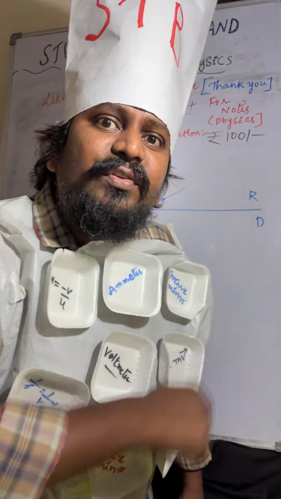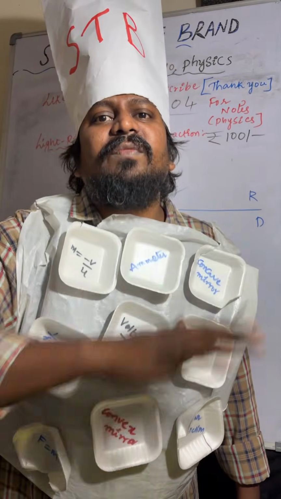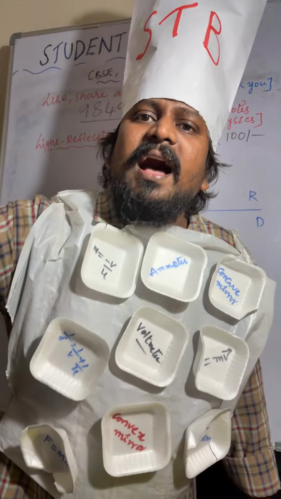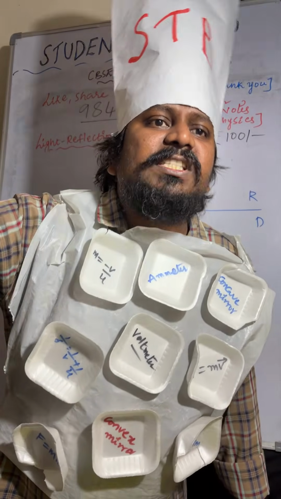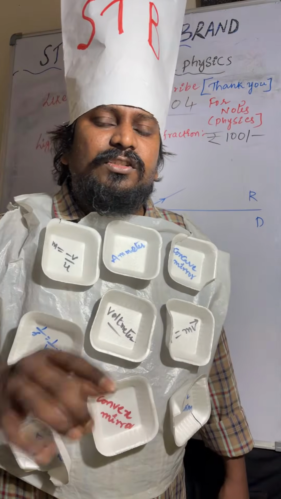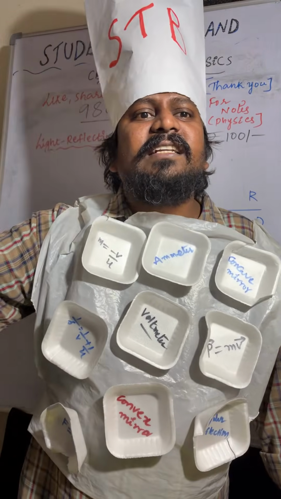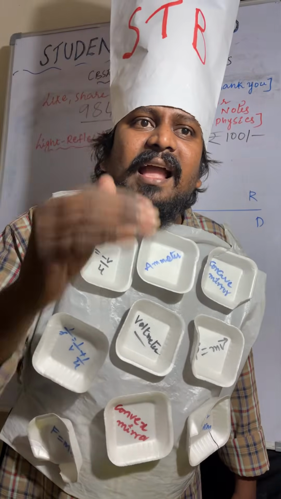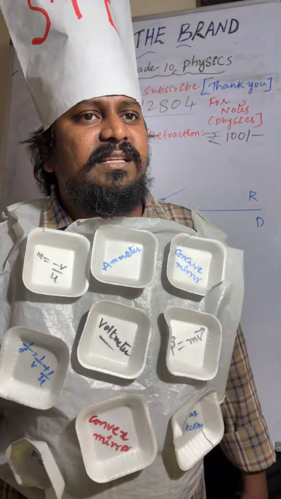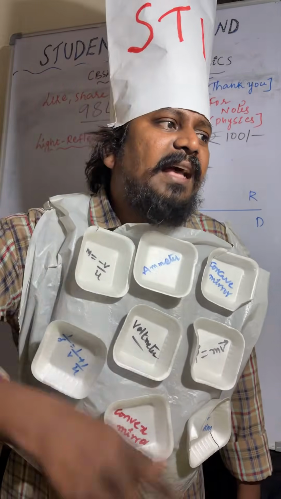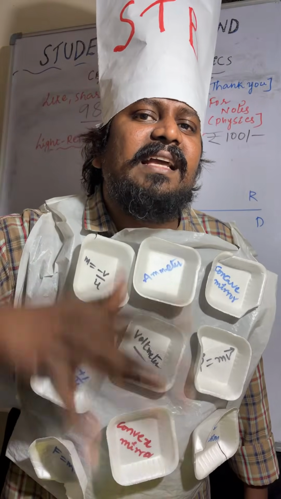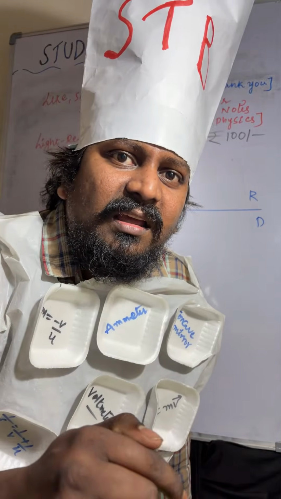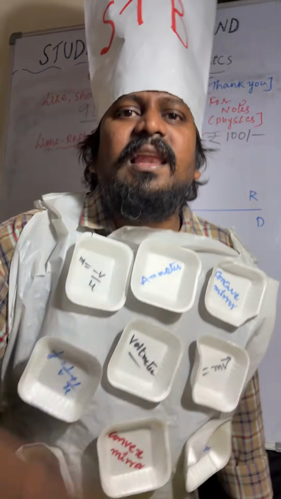But at a certain angle of incidence, the refracted ray passes or moves along the surface. At a certain angle of incidence, the refracted ray moves along the surface. That angle is called the critical angle.